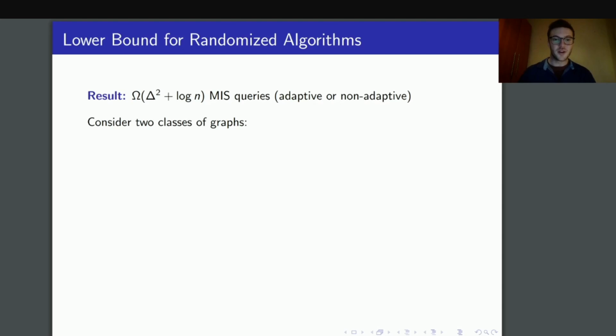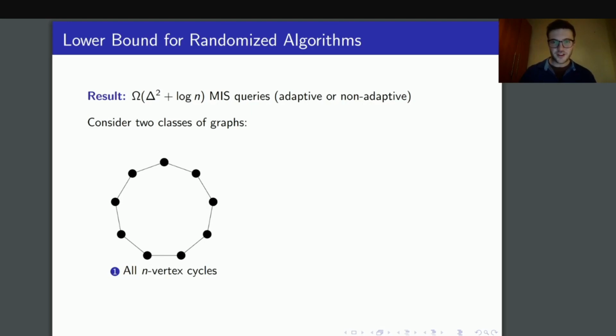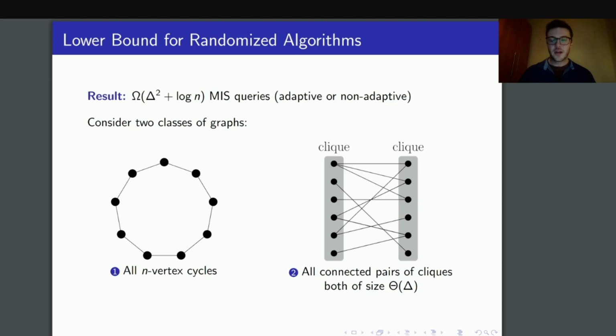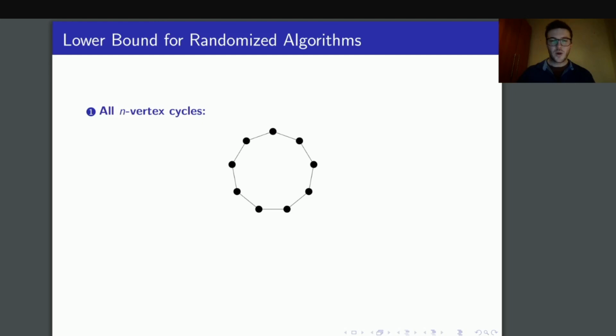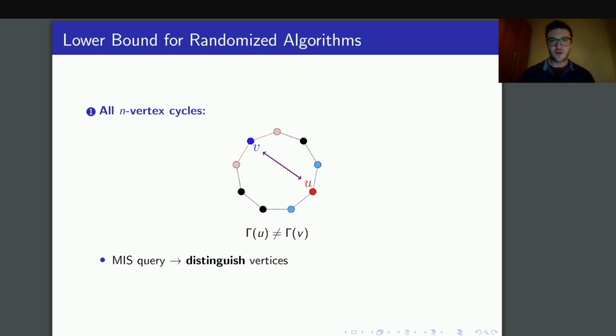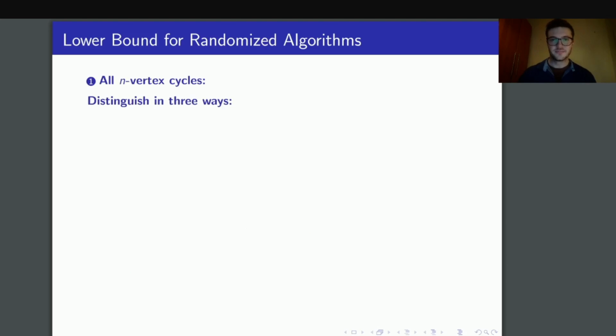This is constructed by considering two classes of graphs. The first class of graphs being all n-vertex cycles, and the second class of graphs being all graphs that are connected pairs of cliques that are both of size theta of delta. When considering the class of all n-vertex cycles, observe that for any two vertices we can choose, u and v, their neighborhoods are never equivalent. And this is what distinguishes one vertex u from another vertex v. What we need from our MIS query algorithm is to distinguish all vertices to learn which exact cycle we have.